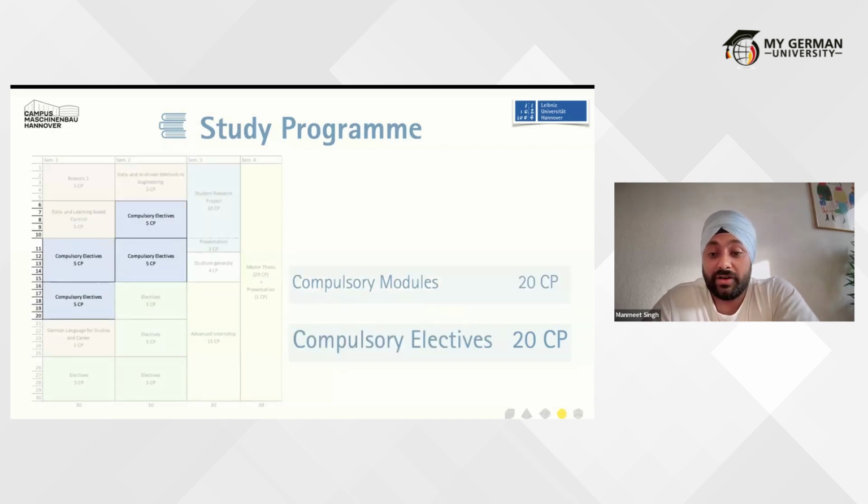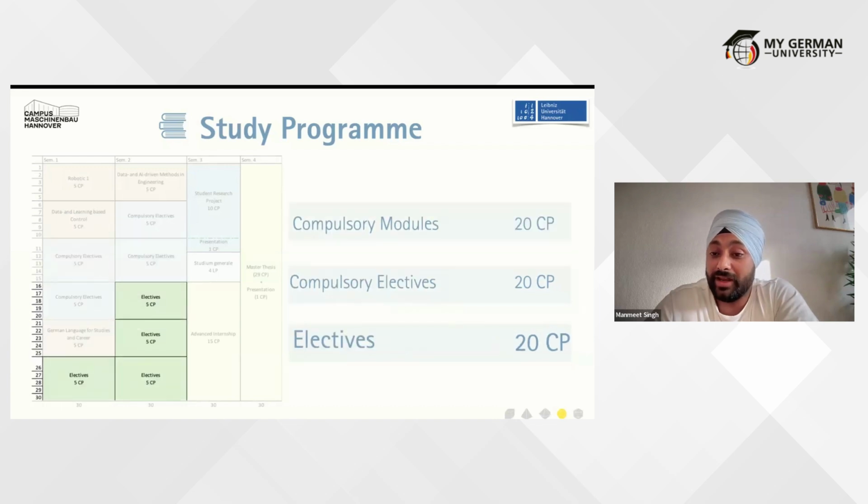Then we also have compulsory elective modules. So it will be like 20 credit points. There is a list of compulsory elective modules, and out of this list, you can choose any 4 of the modules. Similarly, we have 4 elective modules that also consist of 20 credit points. So again, we have a list of completely elective modules where you are free to choose 20 credit points.